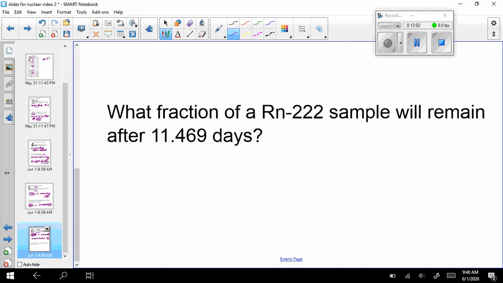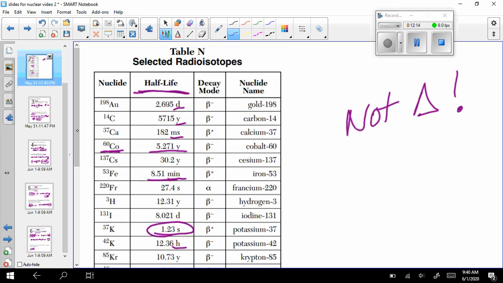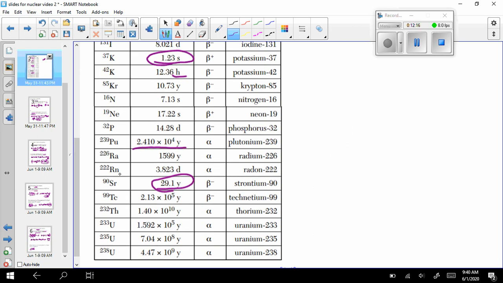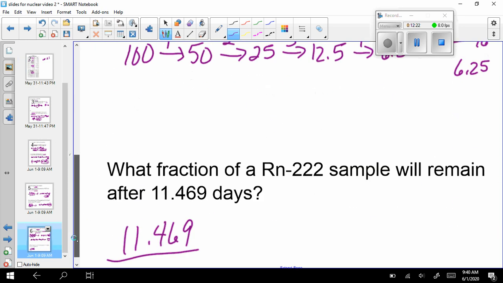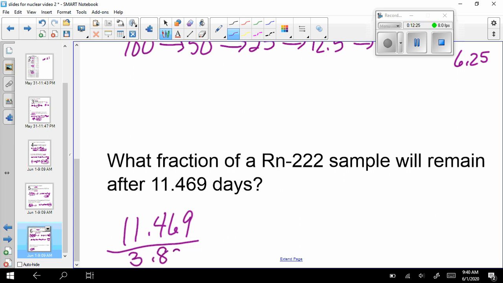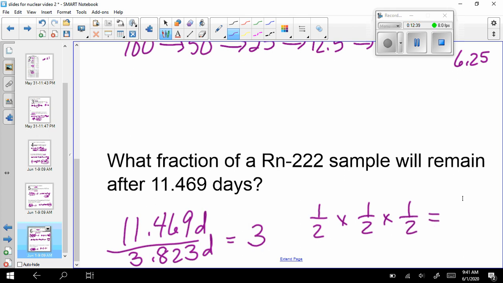All right, let's do this last one. What fraction of an Rn-222 sample will remain after this many days? Okay, 11.469. I got to go look up Rn-222's half-life. There it is, 3.823. Both of these are in days. Really important to make sure that those match. All right, I divide and I get 3. So 1, 2, 3. 2 times 2 is 4, times 2 is 8. 1/8 of my sample will remain.